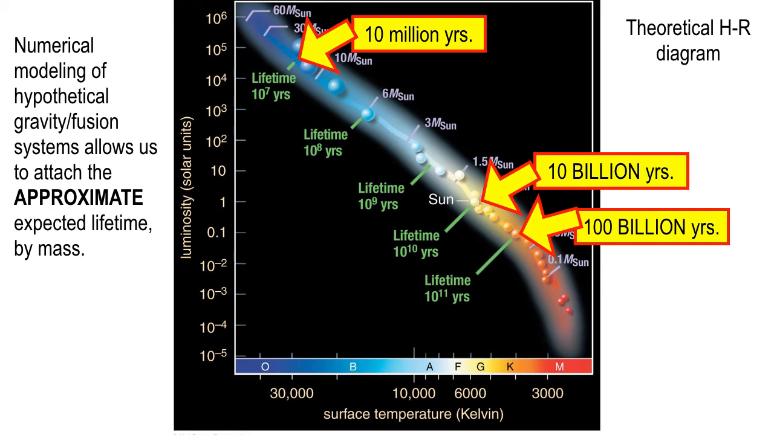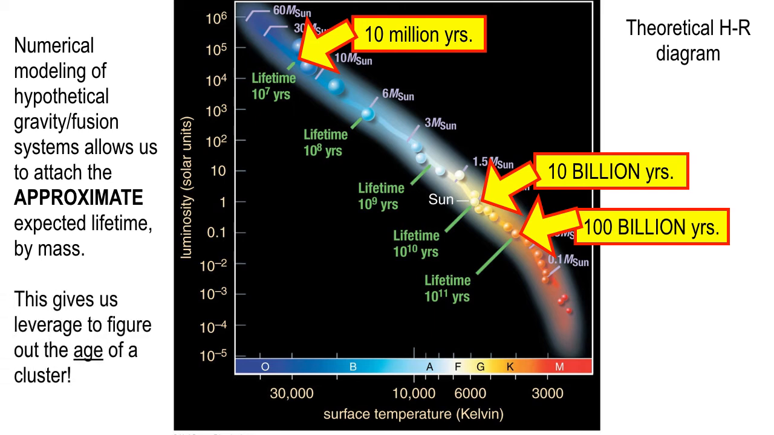All right, so this is a theoretical HR diagram, tricked out with some colors. The main thing here is that this theoretical HR diagram allows us to figure out the age of a cluster. If we can get a fairly good HR diagram for a cluster of stars, in other words, measure the color and the apparent magnitude, if they're close enough for that, then we can figure out the age by looking for that main sequence turnoff.